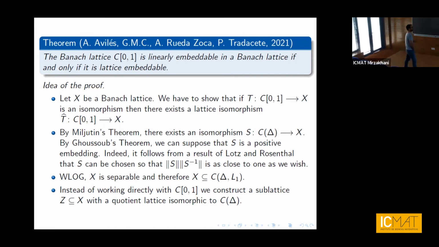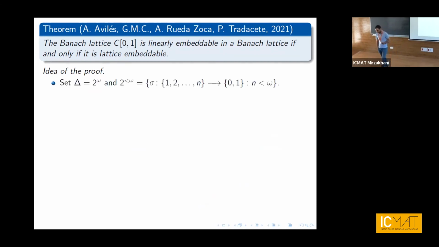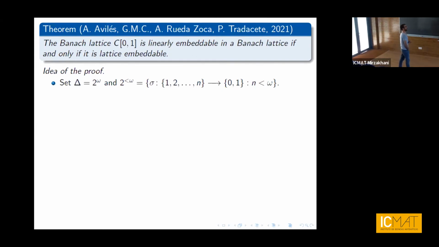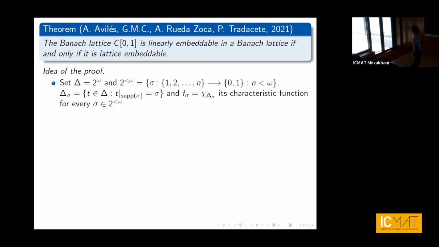And why do we work with C of the Cantor set instead of C of the unit interval? Well, just because it is a zero-dimensional compact space, so it is easier to work with the Cantor set than with the unit interval. If we identify the Cantor set with the sequences of zeros and ones, we consider the dyadic tree, as all the finite sequences of zeros and ones. Then each partial function induces a clopen set in the Cantor set, and for each clopen set we consider its characteristic function, which we denote as F sigma.